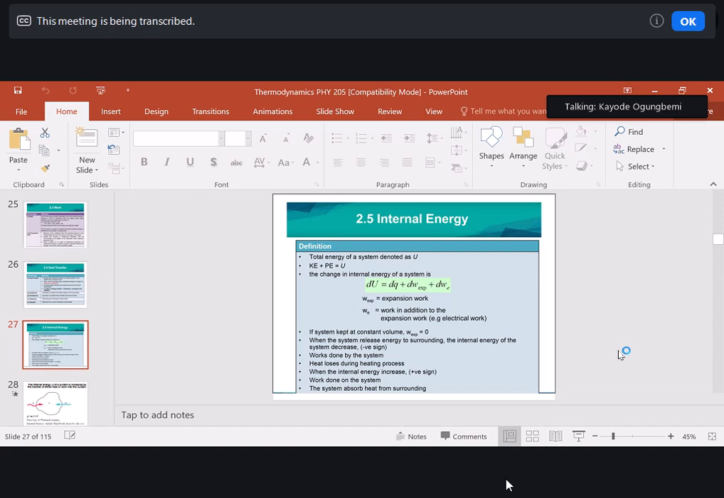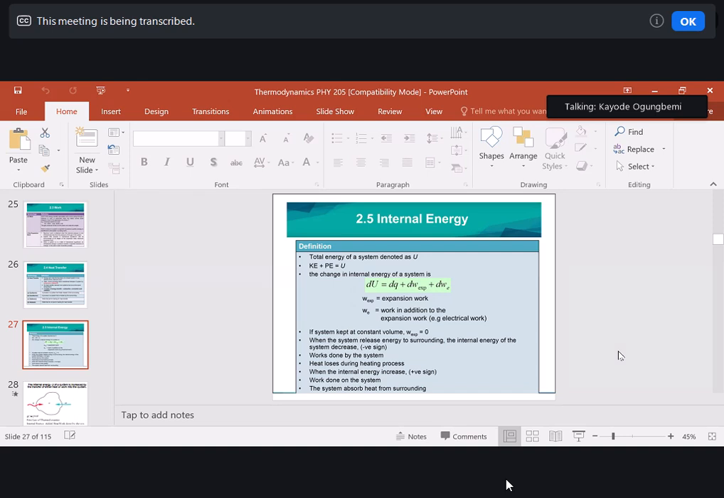And you can say that the change in the internal energy now, equals Q plus W, where the W is expansion work done or work added to the system in form of electrical work. So if a system is kept at constant volume, the work done on expansion is 0 because the volume is not increasing or decreasing. At constant volume, no work done. So when a system releases energy to the surrounding, the internal energy of the system decreases. So it is assigned negative.